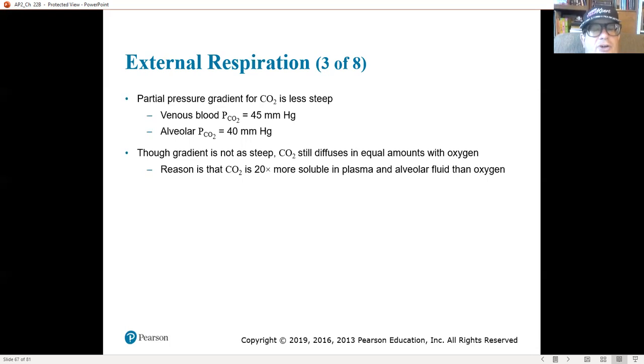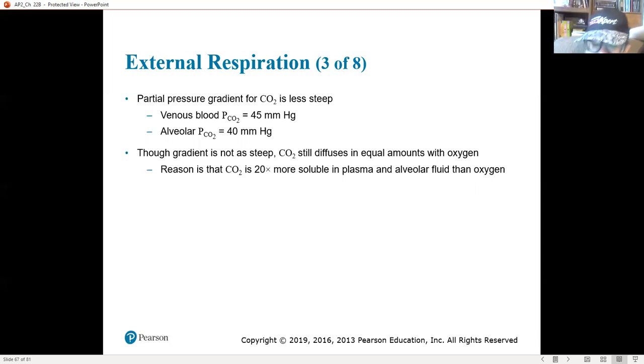The partial pressure gradient for carbon dioxide is less steep. We do have higher pressure of carbon dioxide in the veins than we do in the air, and so we do move the carbon dioxide. Now you might say, but we're not moving nearly as much because look at the pressure difference. Not true, because remember the solubility? Carbon dioxide is way more soluble. It dissolves better, so we can move it across that barrier more easily.